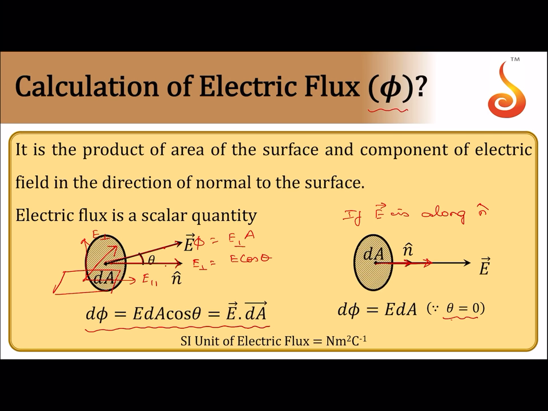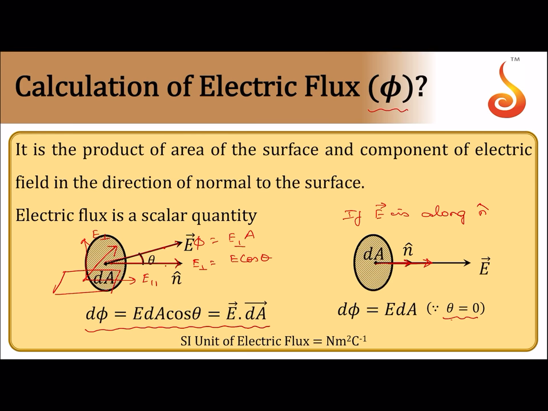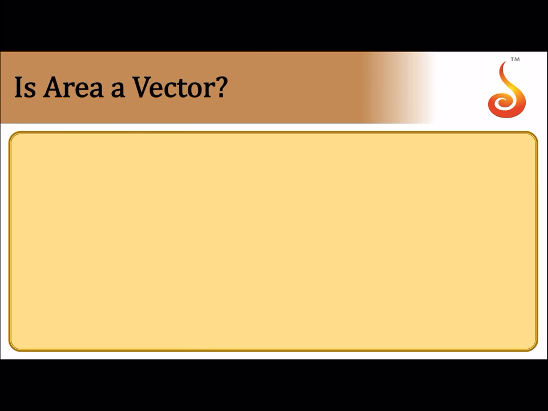Also very important, when I take a dot product of two vectors, what is my resultant? Is it a vector or is it a scalar? The dot product of two vectors is a scalar. Flux is nothing but E bar dot dA bar. Therefore, the flux will also be a scalar quantity. Electric flux is a scalar quantity. The SI unit is Newton meter squared per Coulomb. And it is a scalar quantity. Excellent. Flux is a scalar quantity.